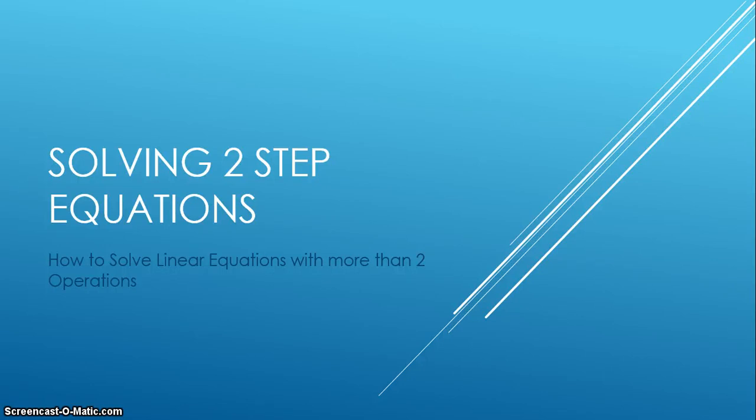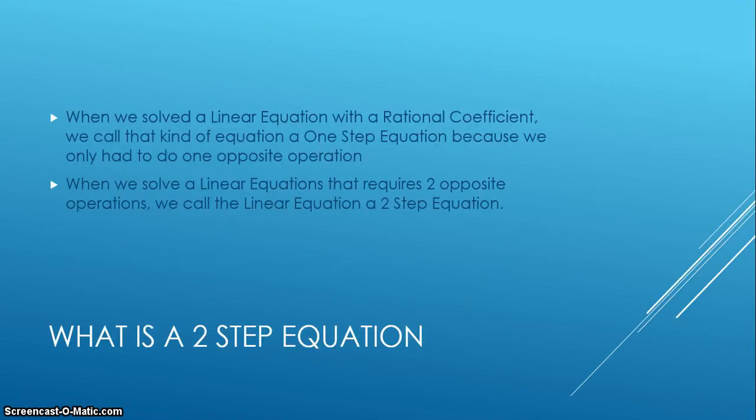So now you guys can learn how to solve two-step equations, which is really linear equations with more than two operations. So what is a two-step equation? Well, when we solved a linear equation with a rational coefficient, we called that kind of equation a one-step equation because we only had to do one opposite operation. When we solve a linear equation that requires two opposite operations, we call the linear equation a two-step equation.